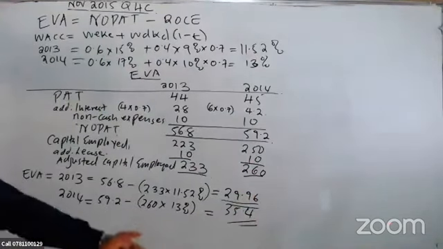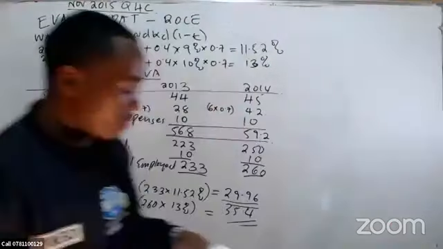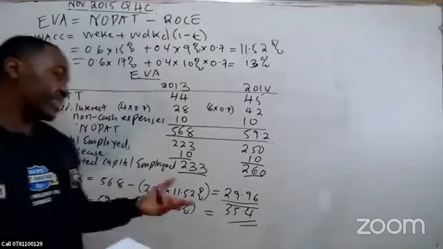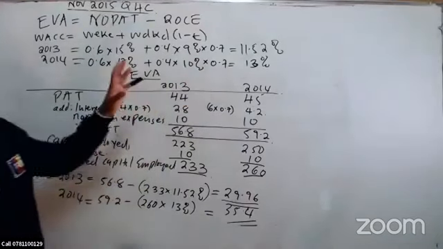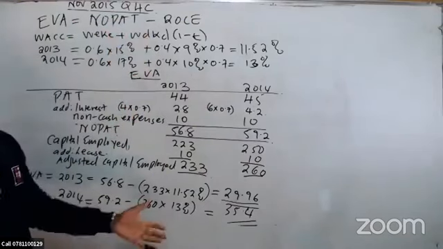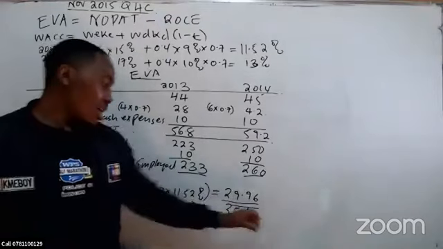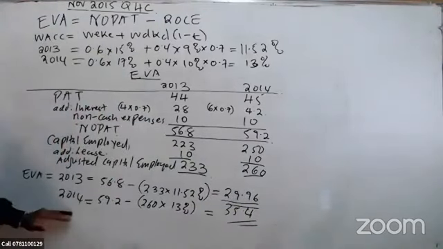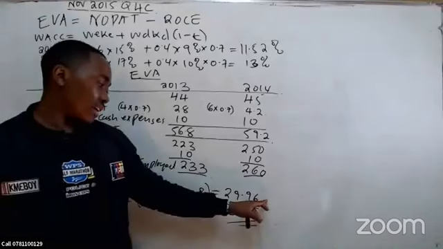And I think we have also answered part 2 of the question. Part 2, comment on the performance of Joshua Limited. Now we can see that Joshua Limited is performing well because its economic value added is positive in both years. But you can also emphasize that in 2014 they are doing great because they are having higher than 29.